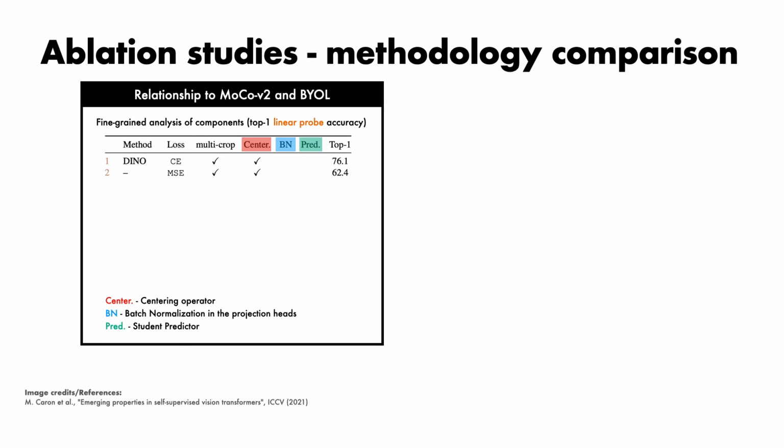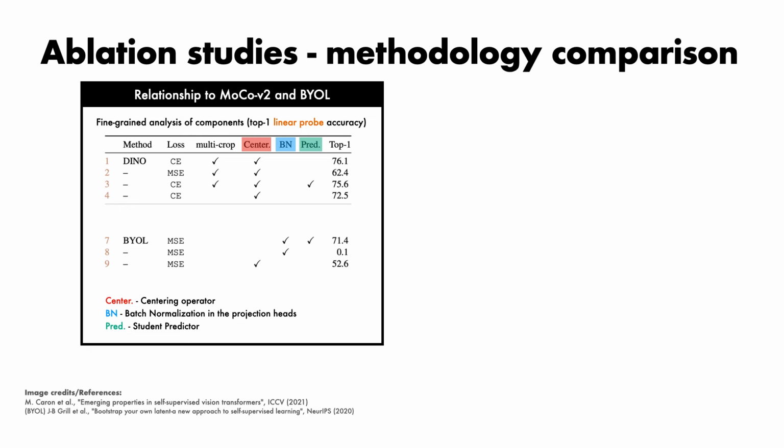This trend also occurs when considering DINO without multi-cropping, which is much weaker, and switching again to a mean square error loss. Note that unlike the cross-entropy loss used in DINO, no sharpening is applied to the mean square error loss. As noted previously, adding a student predictor has minimal effect, but when considering BYOL, removing the predictor causes learning to collapse. This finding is consistent with the observations of the BYOL authors.